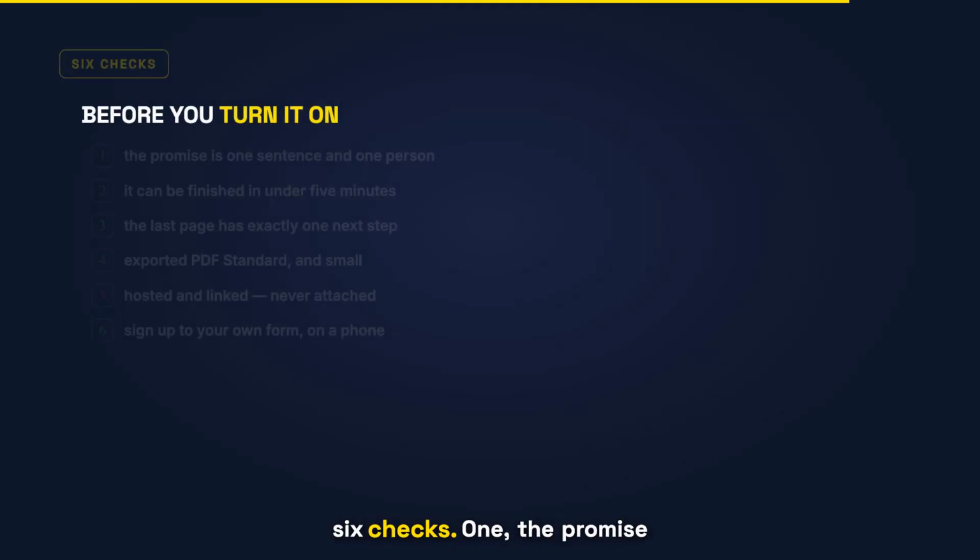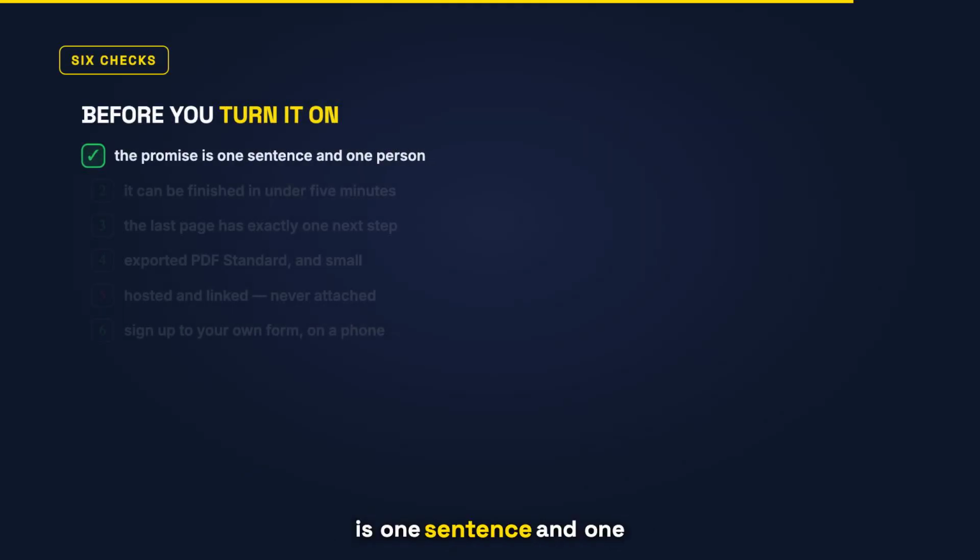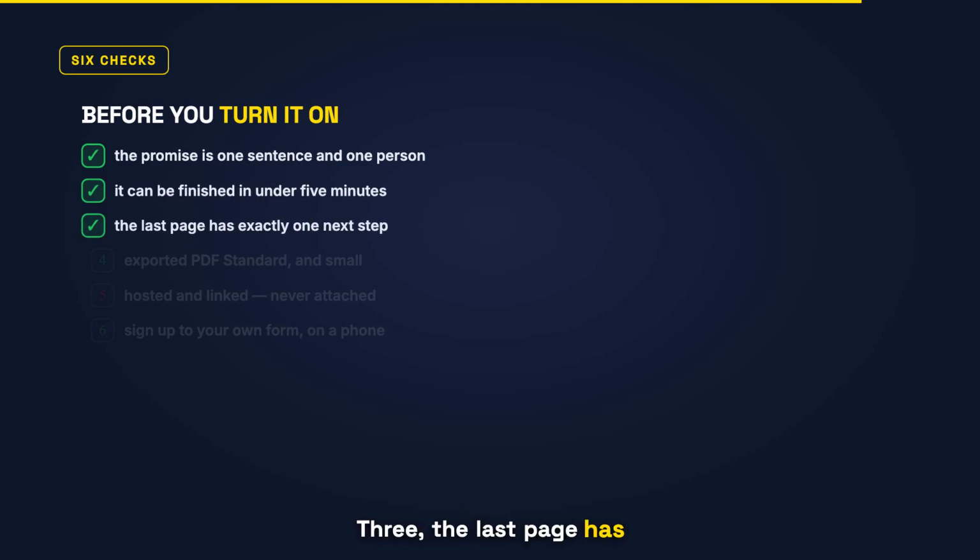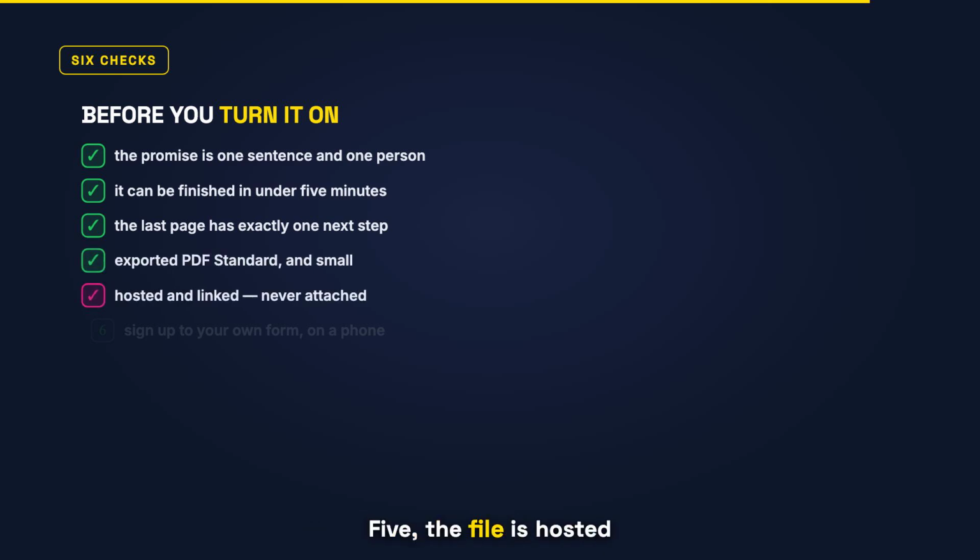Before you turn it on, 6 checks. 1. The promise is 1 sentence and 1 person. 2. It can be finished in under 5 minutes. 3. The last page has exactly 1 next step. 4. Exported PDF standard and small. 5. The file is hosted and the email links to it, not attached, never attached.